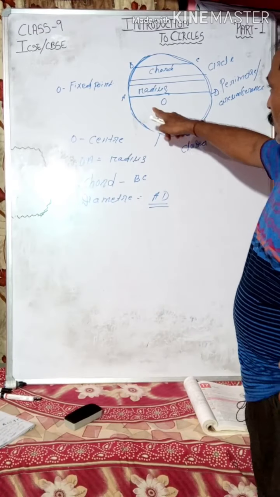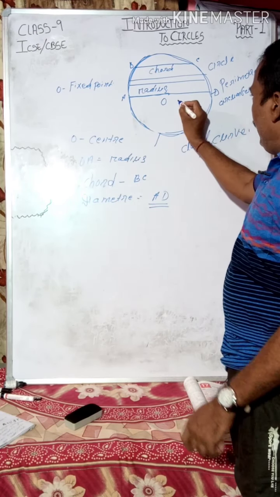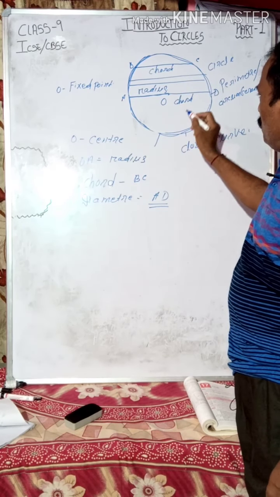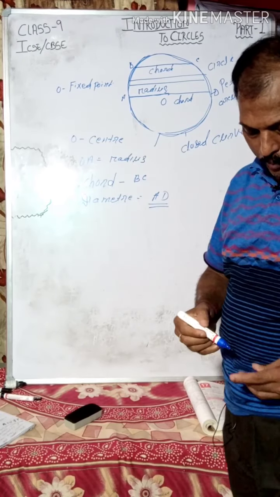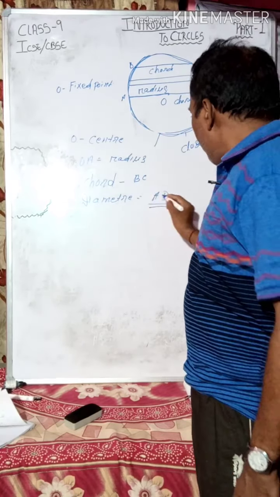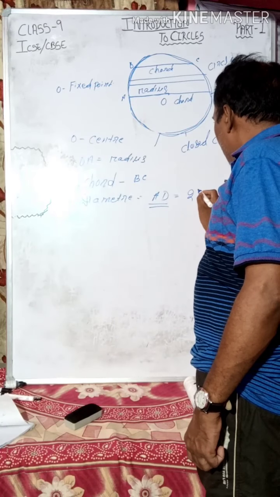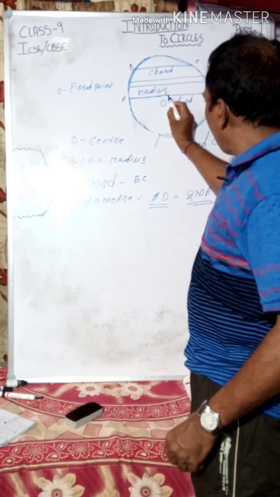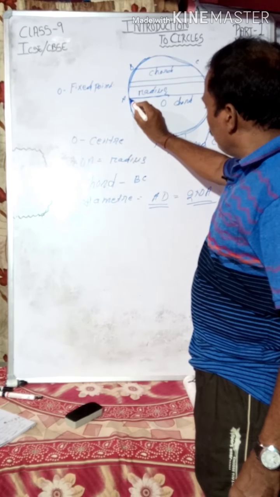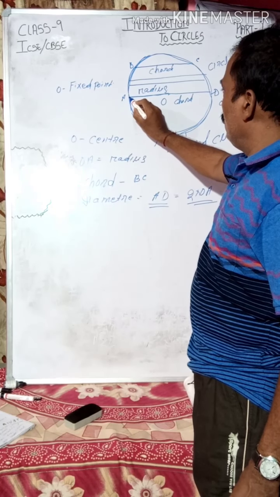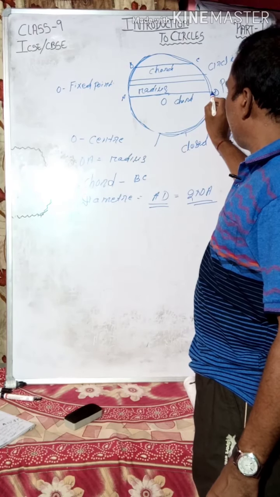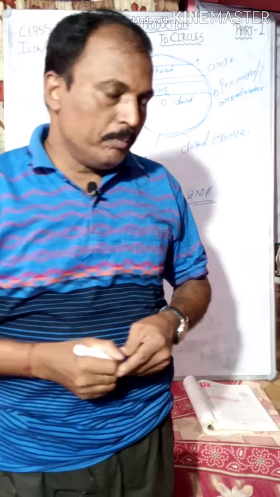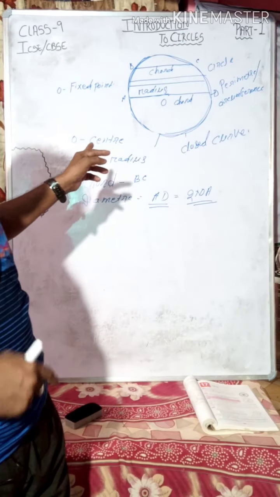Diameter is a chord which passes through the center. So this chord is called the diameter. Diameter is equal to twice OA, the radius. From the center to the circumference is the radius, but a direct AD is the diameter. So this is the diameter of the circle.